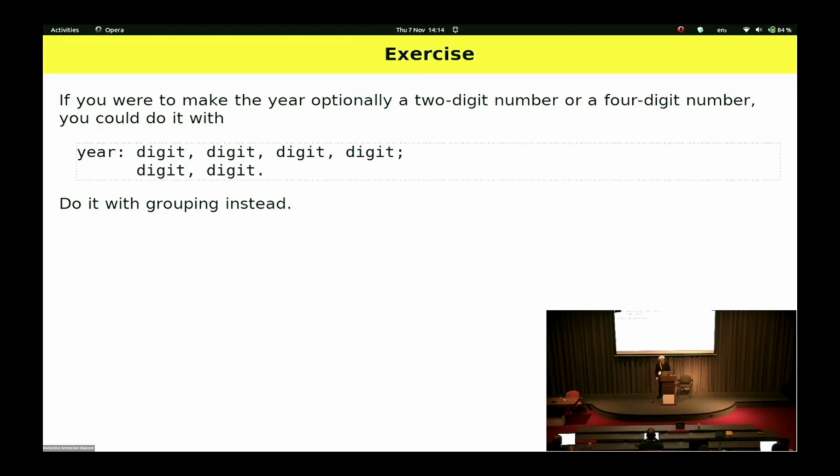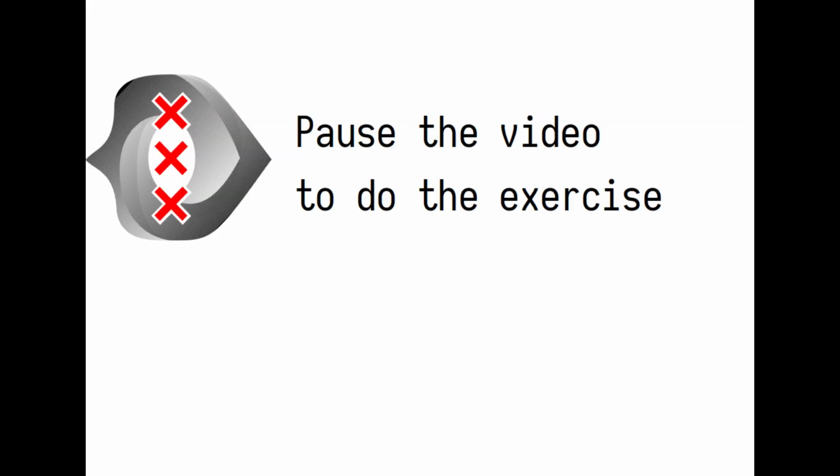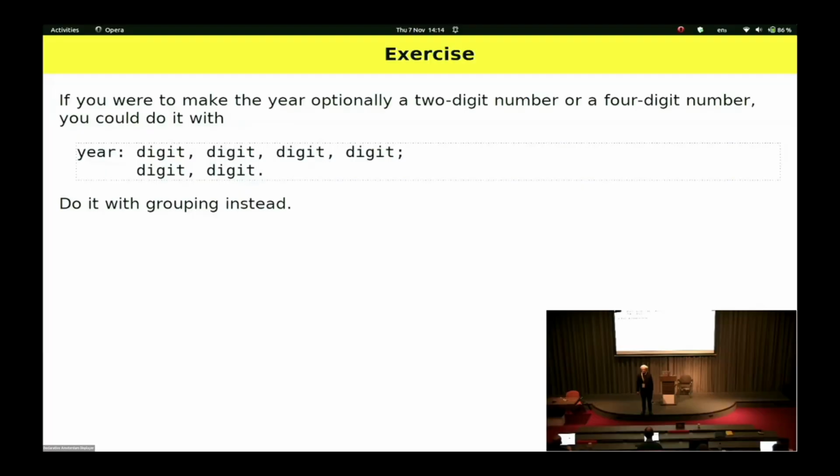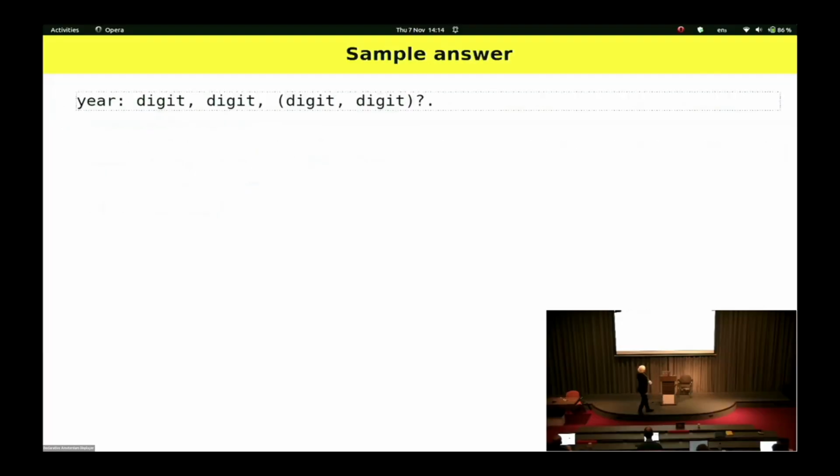You can quickly do this. If you wanted to make the year either a 2-digit number or a 4-digit number, you could do it this way, but just quickly do it with grouping instead now. Yeah, so a sample answer is, from this point onwards, I give examples of the answers. You can just put brackets around the second 2 digits and make that optional, so that you've either got 2 digits or 4 digits.